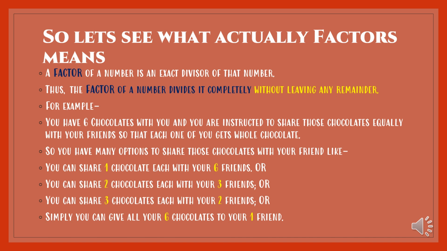So, in all these four cases, you are actually dividing those six chocolates into equal parts. And if you represent it mathematically, it will look like this: 1 times 6, or 2 times 3, or 3 times 2, or 6 times 1. But all these factors are going to reach the same number, that is 6. So 1, 2, 3 and 6 are the factors of 6, which can easily divide 6 without leaving any remainder.